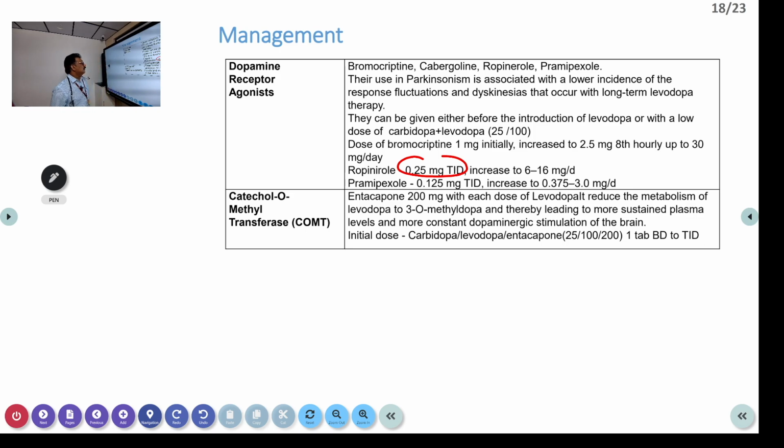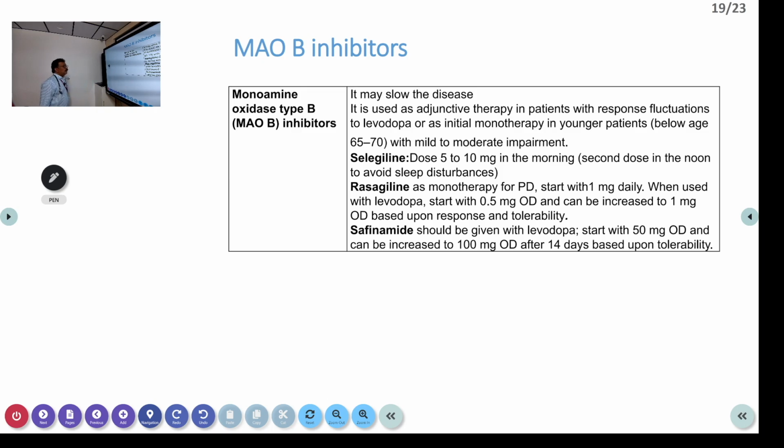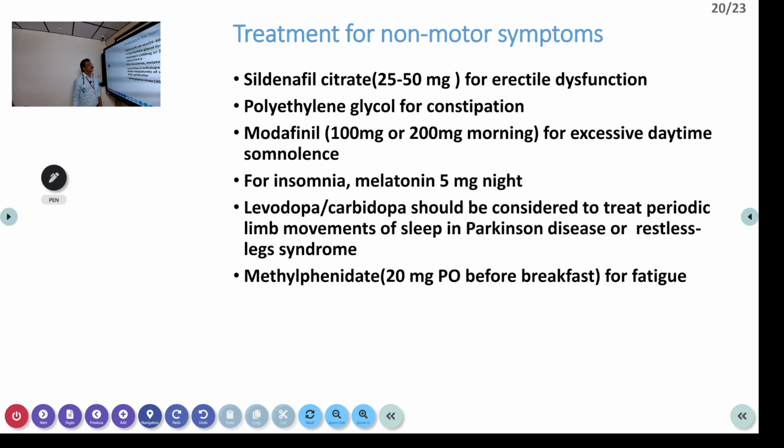Okay. Then catechol-O-methyltransferase inhibitor, entacapone 200 milligram, can be given with levodopa. MAO inhibitors, selegiline, rasagiline, safinamide, all these things are used as adjuvant therapy with response fluctuation to levodopa, or as initial monotherapy in young patients. These drugs can be added to the basic regimen, that is the levodopa carbidopa regimen.